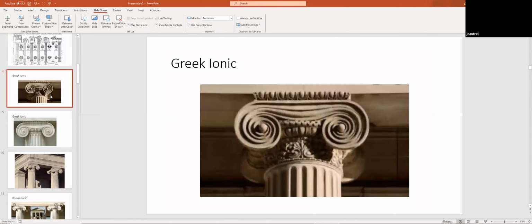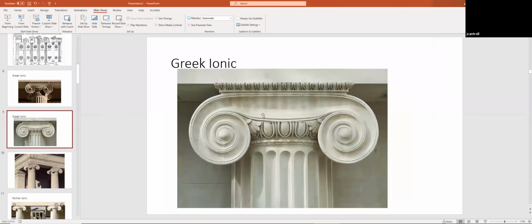So let's take a look at Greek Ionic versus Roman Ionic. I think for the most part, for people that really don't understand the orders, or aren't trained in observing and understanding them, the Greek Ionic has some very subtle differences from Roman architecture. Let's take a look at this image, especially this one.